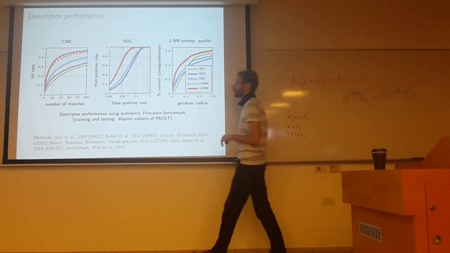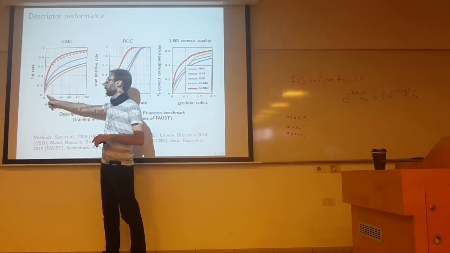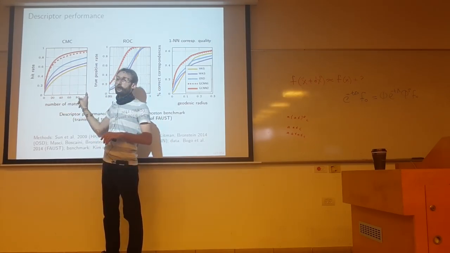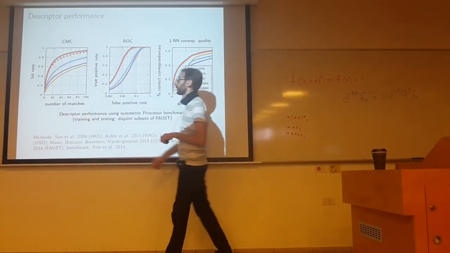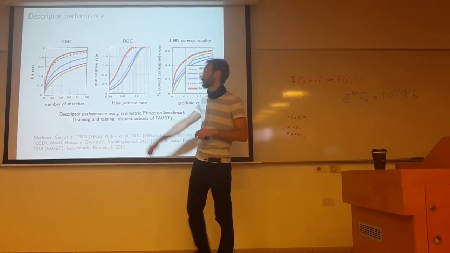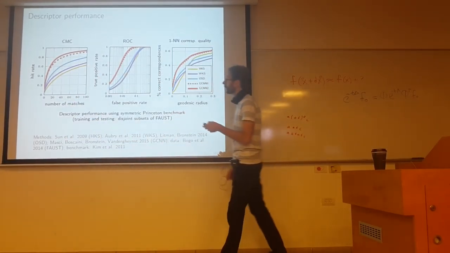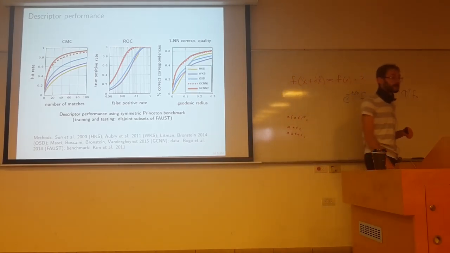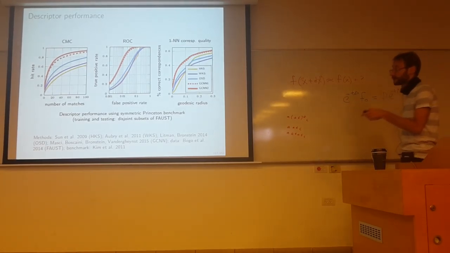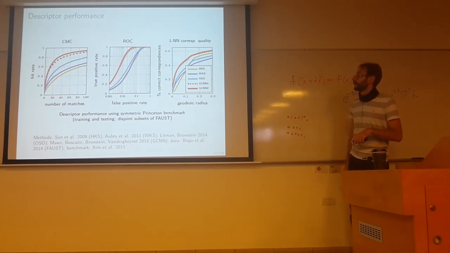Okay, and here are just some evaluations showing the performance of the descriptor. So CMC, cumulative matching characteristic. Basically, we look first at the closest matches, and we see how many of them are correct correspondences. So the higher the curve is, the better. You can see that we are much better than the handcrafted descriptors. This is the ROC curve. Basically, we threshold the descriptor distance at some level, and we look at the trade-off between false positives and false negatives. Again, the higher the better.